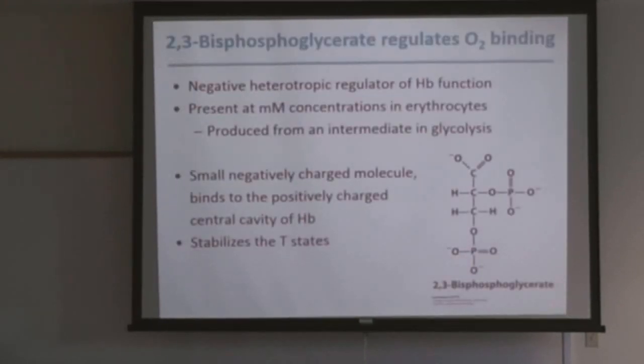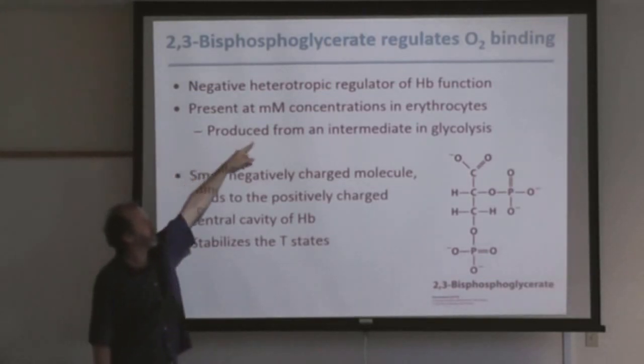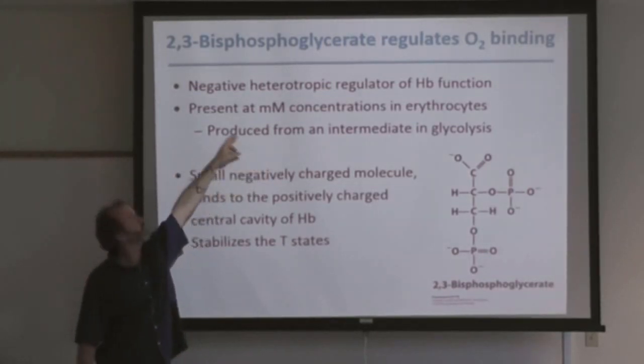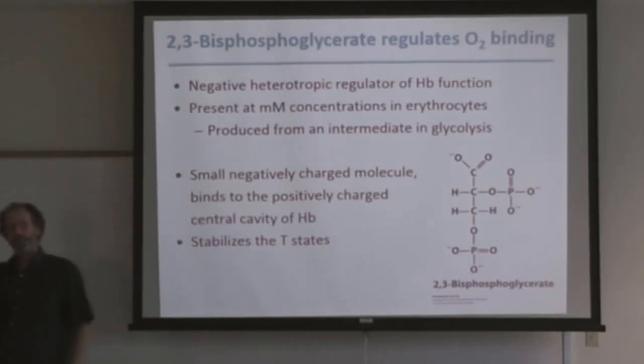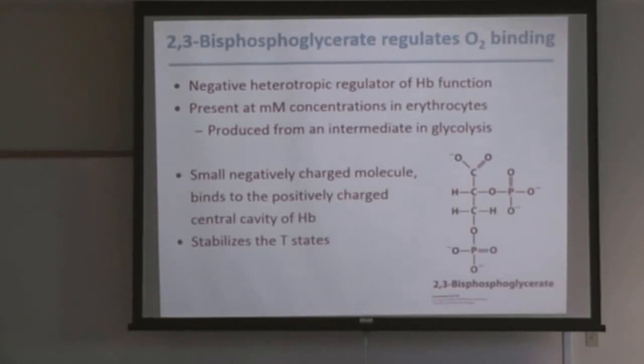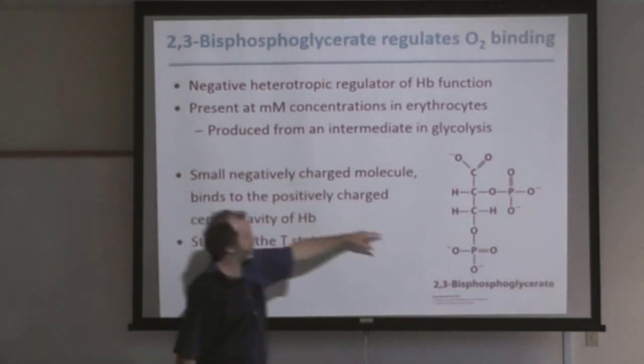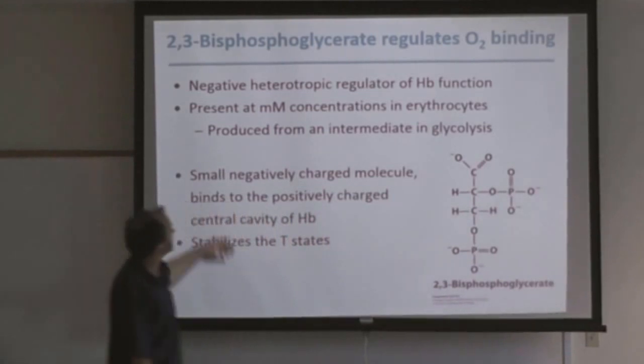Another regulator of affinity is this compound 2,3-bisphosphoglycerate, which regulates how oxygen binds. It's a negative heterotropic regulator of hemoglobin function. So do you guys remember what the heterotropic and homotropic regulators are? Remember, homotropic is where the regulator of affinity is actually the substrate, the normal substrate. Heterotropic is a different binding site and a different substrate, and that's what 2,3-bisphosphoglycerate does.